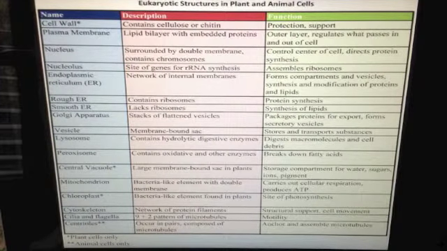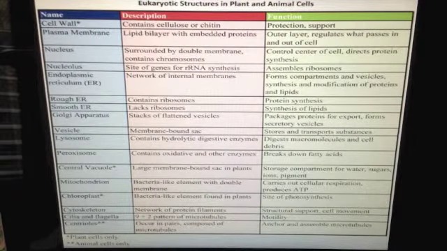Lysosomes contain hydrolytic digestive enzymes, and it digests macromolecules and cell debris. Central vacuoles are large membrane-bound sacs in plants. Storage compartment for water, sugars, ions and pigments.